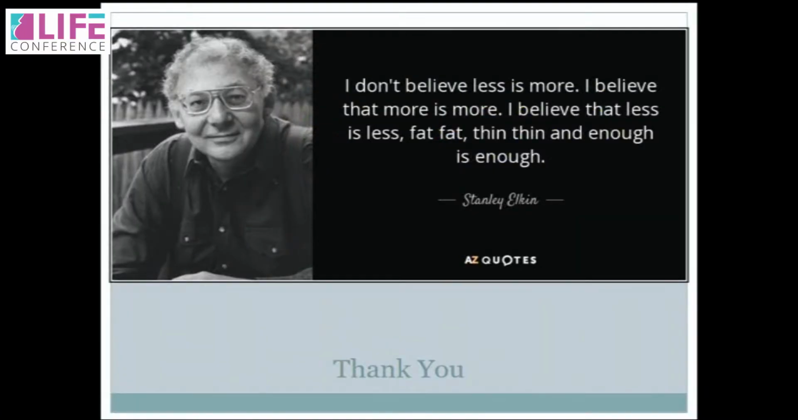When I was looking at that, I found this funny citation by Stanley Elkin, an American writer. He said, "I don't believe less is more. I believe more is more. I believe less is less. Fat is fat, thin is thin, and enough is enough."